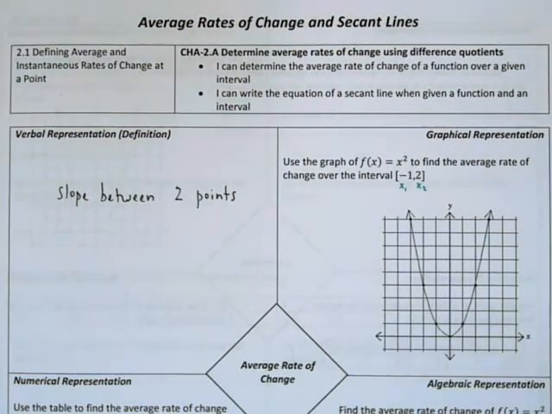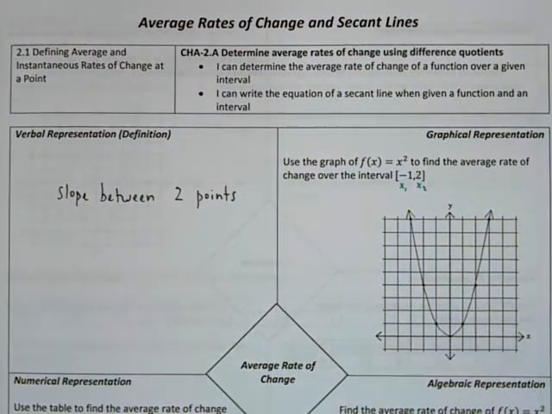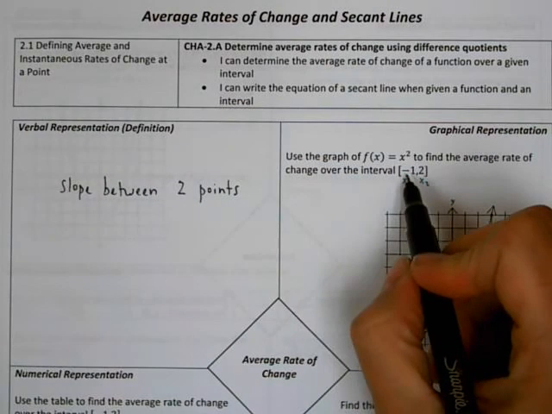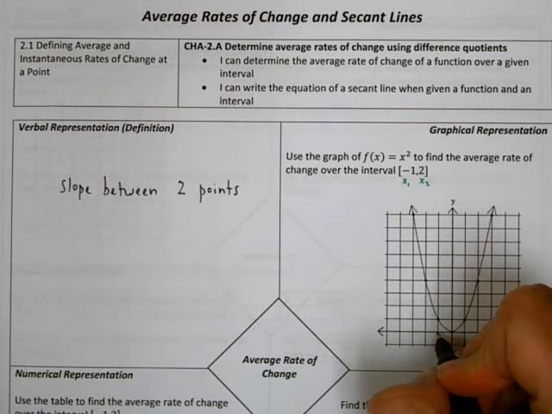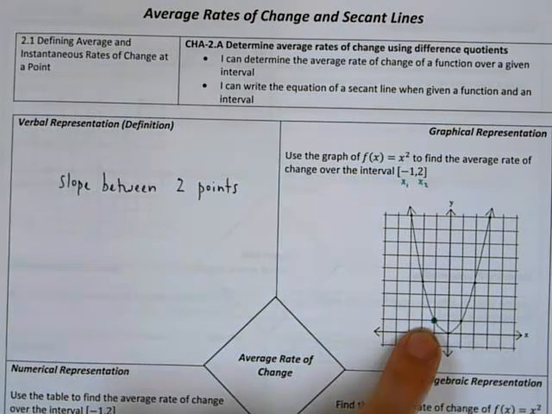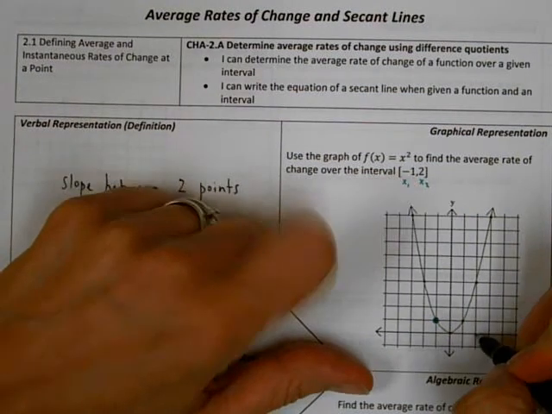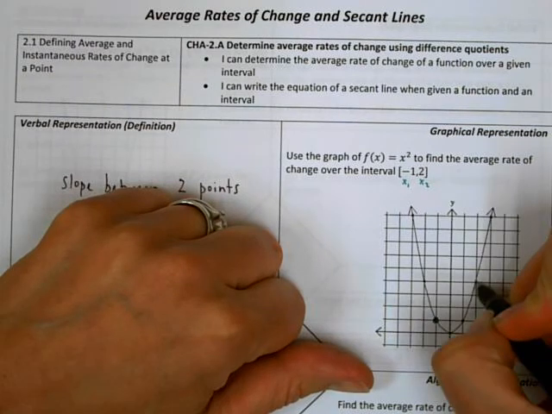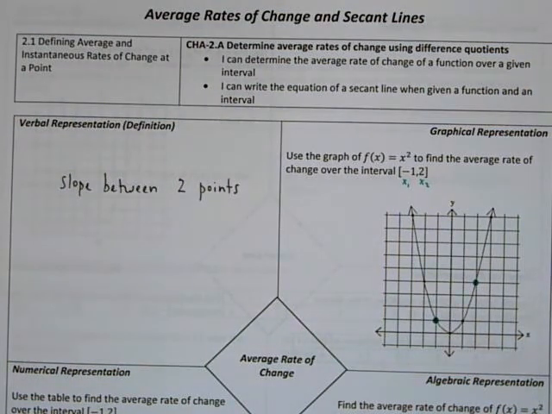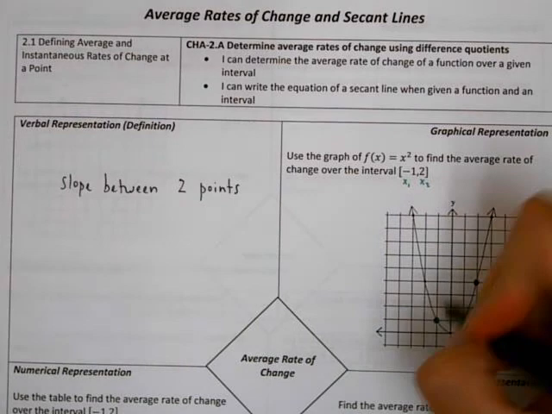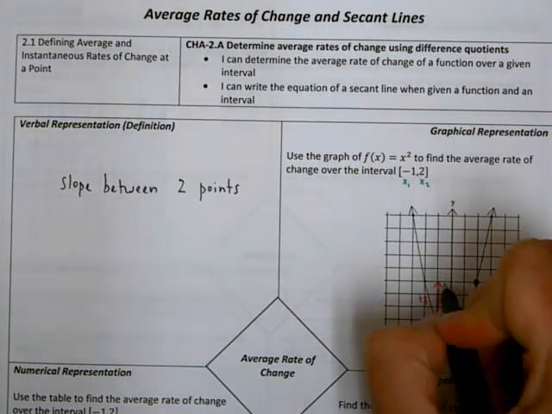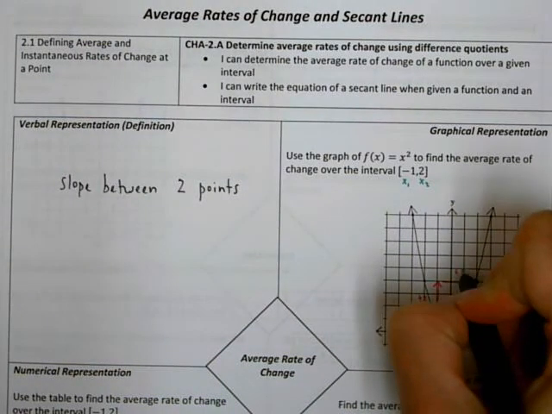So x1 to x2. If I want to find the average rate of change here, it's the slope between 2 points. My first point comes when my x-coordinate is -1. On the graph here, my y-coordinate is +1. So there's 1 point. For my second point, my x-coordinate is 2, and for this particular function, my y value is 4. If I have a graph and I'm talking about slope, I'm just talking about rise over run. In this case, our rise is going up 3, and our run would also be +3.